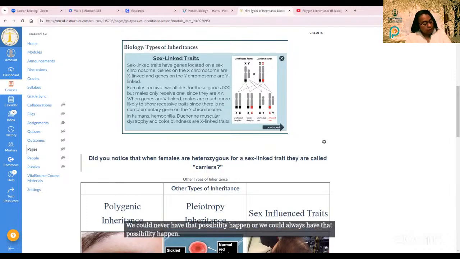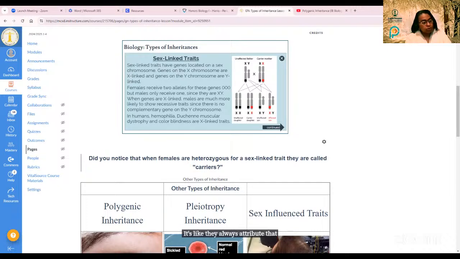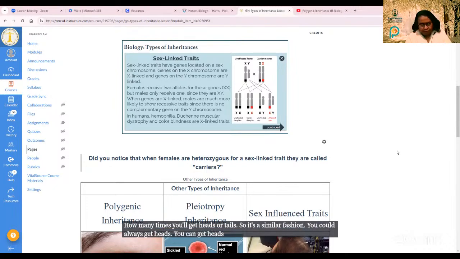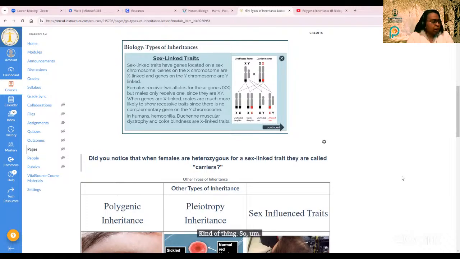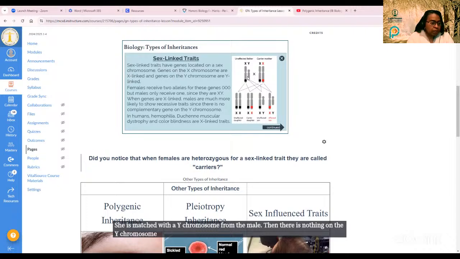It's like they always attribute that to a coin toss. When you flip a coin, you don't know whether you're going to get heads or tails, or how many times you'll get heads or tails. So it's a similar fashion. You could always get heads. You can get heads 10 times out of 20 kind of thing. So it's a probability. If the female has the recessive trait on her X chromosome, and she is matched with a Y chromosome from the male, then there is nothing on the Y chromosome to mask it or hide it. So that is going to be expressed.